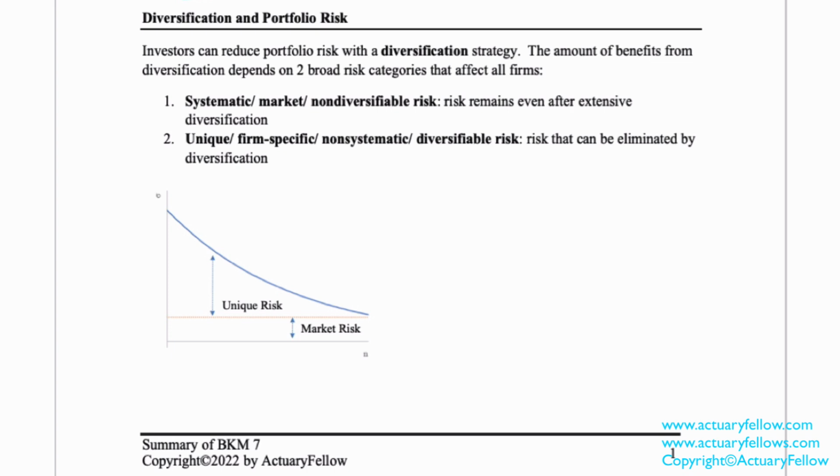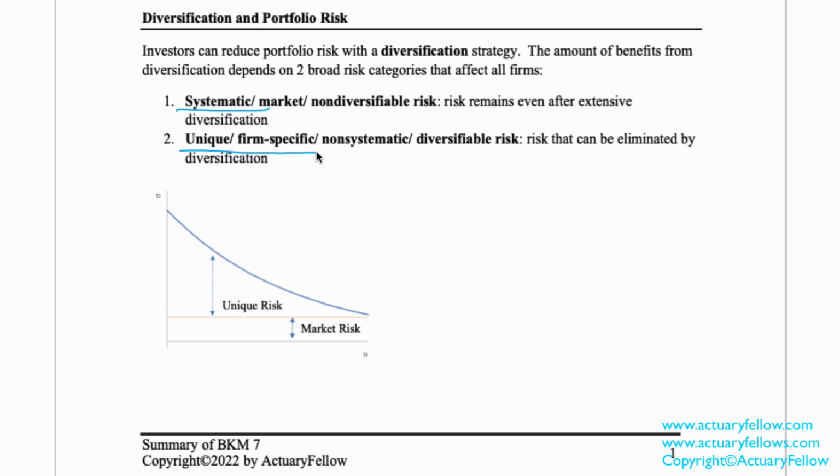Investors can use a diversification strategy to reduce portfolio risk. We can minimize the exposure to individual risk by increasing the numbers of independent stock in our portfolio. But we cannot remove all risks by simply investing in a large number of stocks. Systematic risk still remains even after extensive diversification. On the other hand, unique or firm-specific risk can be eliminated by diversification.